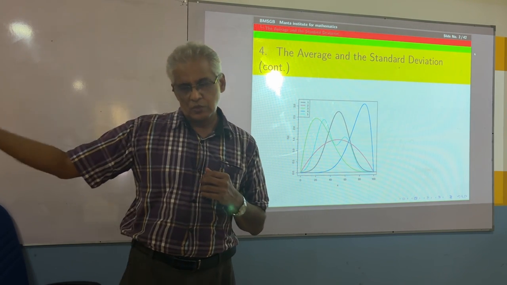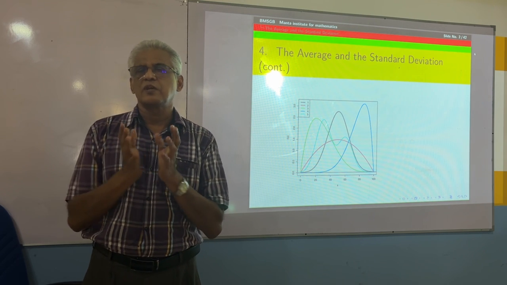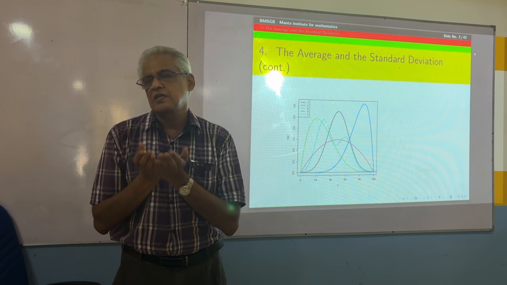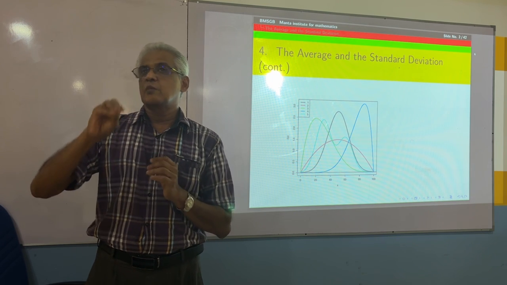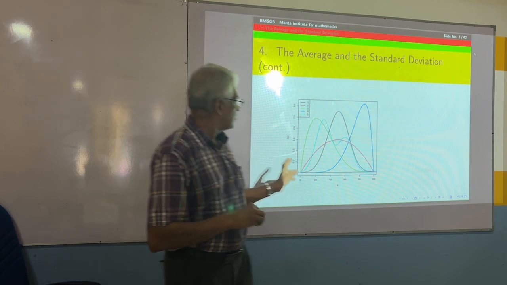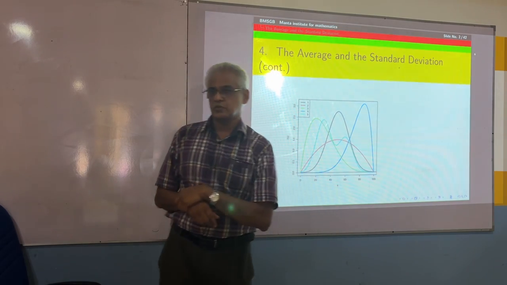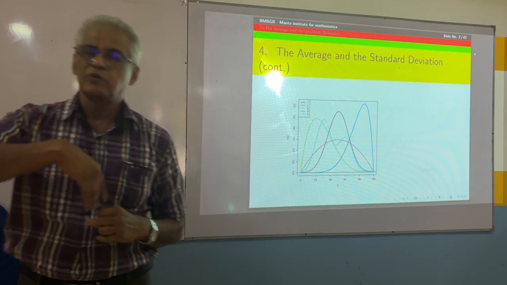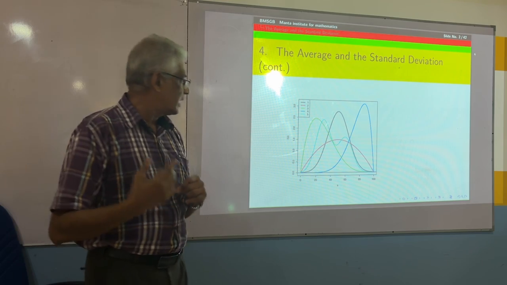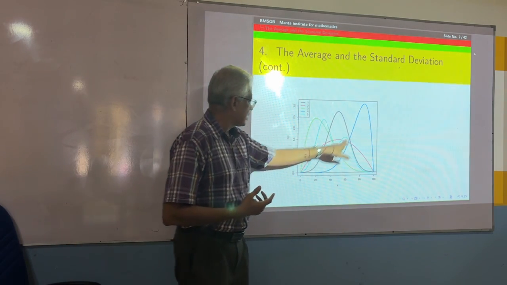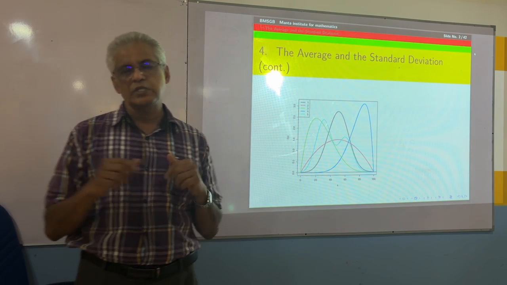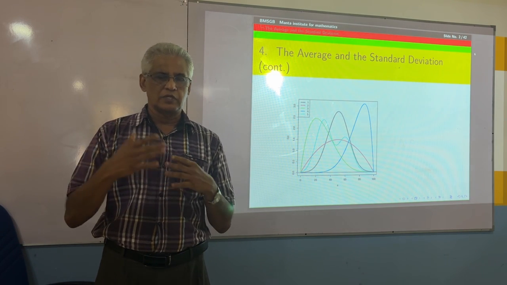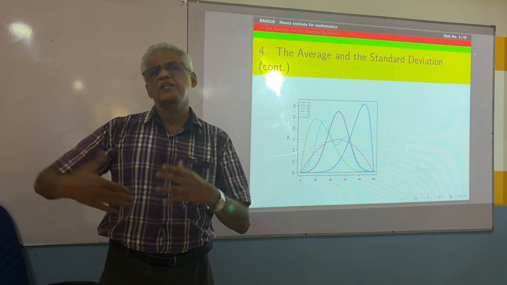Right? So usually people calculate something called the skewness, and that number can be positive or negative. The number will be positive if the distribution is positively skewed. The number will be negative if we calculate the skewness for this kind of distribution. So the sign of the number will tell you the direction, positive or negative.